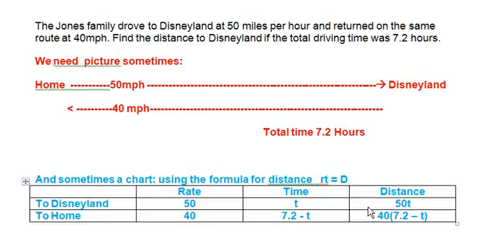The distance column over here is found by using our formula. It says you multiply rate times the time to get the distance. So we take the rate times the time and get 50t. We take 40 times the time and get 40 times (7.2 minus t).